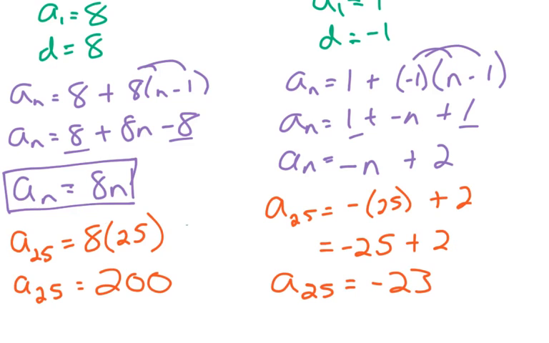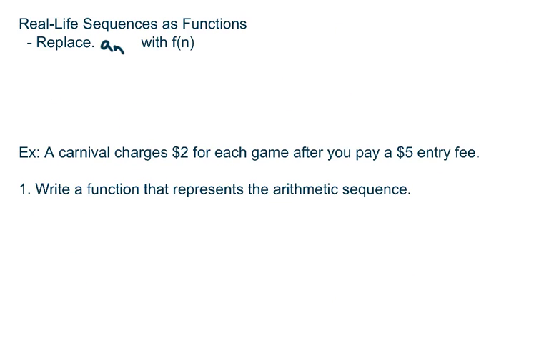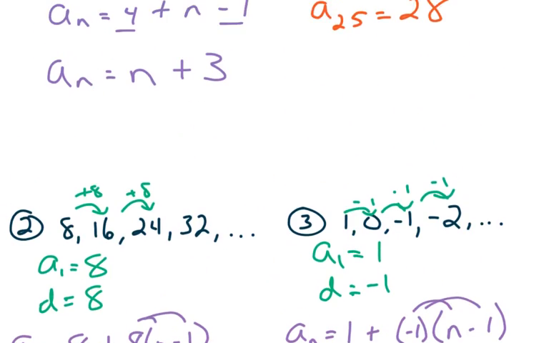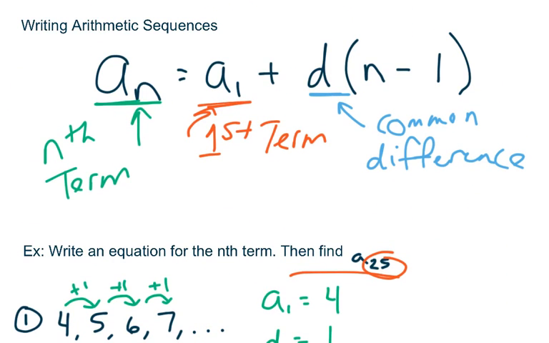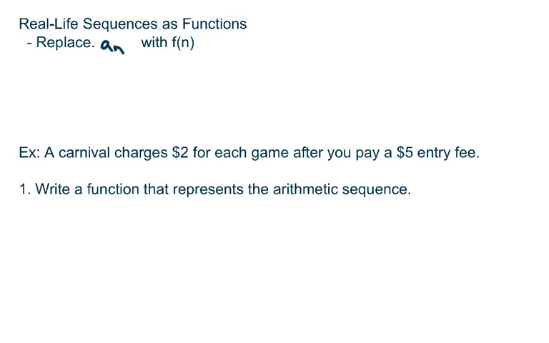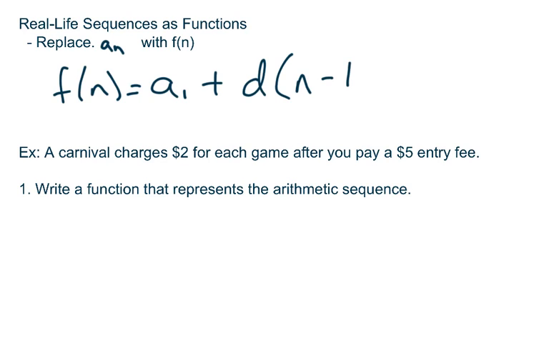The last item in this section involves real-life sequences as functions. How we're going to do that, we're going to replace a sub n in this equation right up here with f of n. But otherwise, the rules stay exactly the same. So f of n is equal to a sub 1 plus d times n minus 1. Everything else stays the same except we're replacing a sub n with f of n.